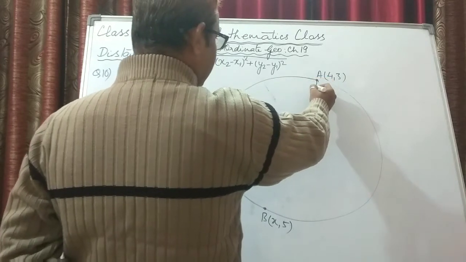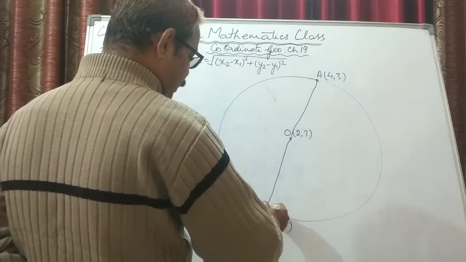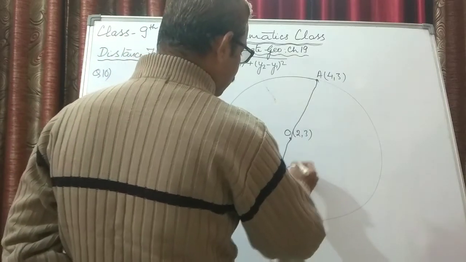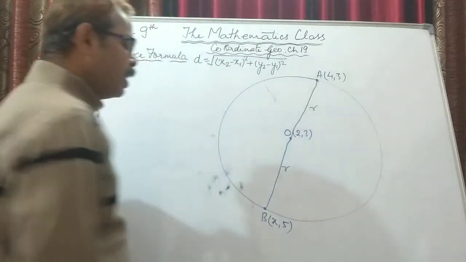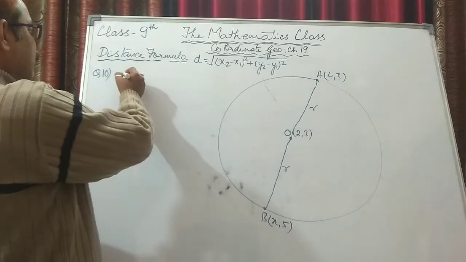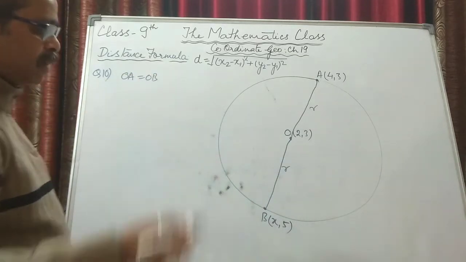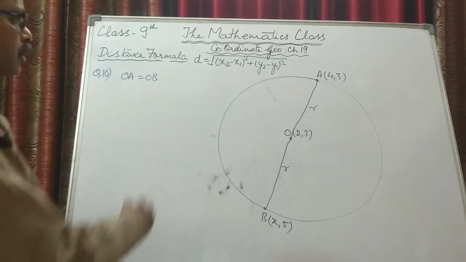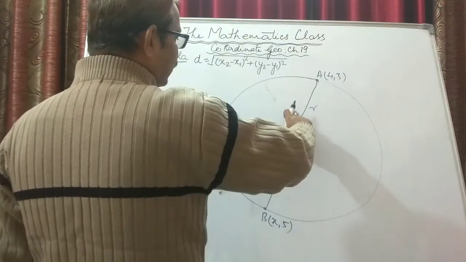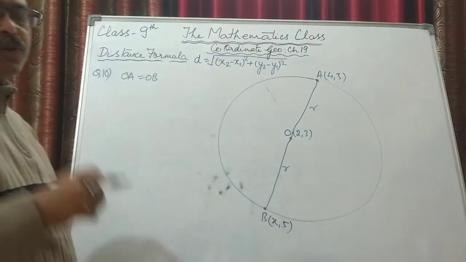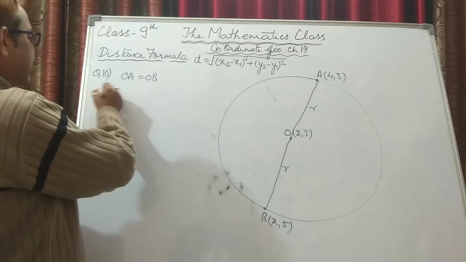It means OA is equal to OB. Why? Because both of them are radius. From the center to the circumference a line is drawn and that is the radius. So it is already given that OA is equal to OB. So we will simply find out the distance between both these points OA and OB, and we will equate them because both of them are the radius of the same circle. So directly I am doing it.